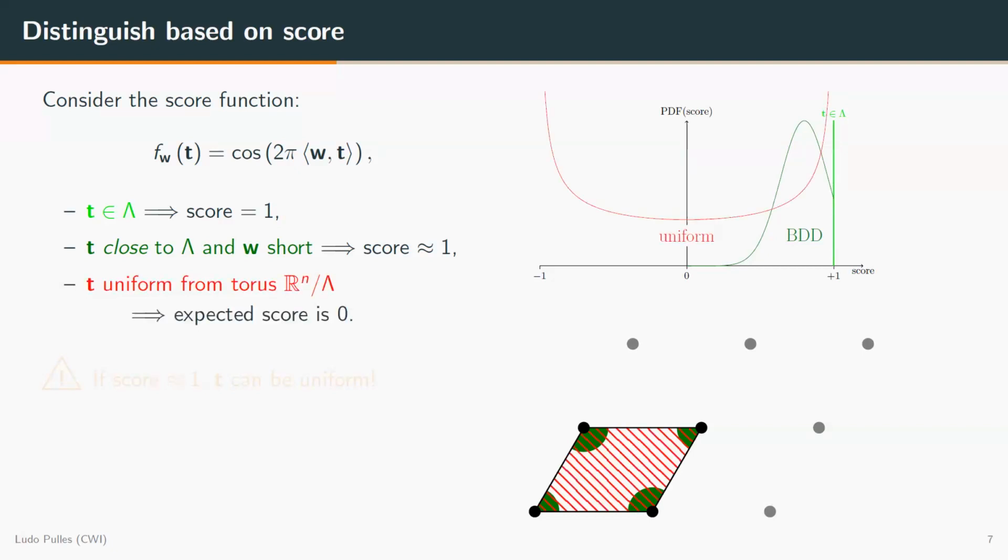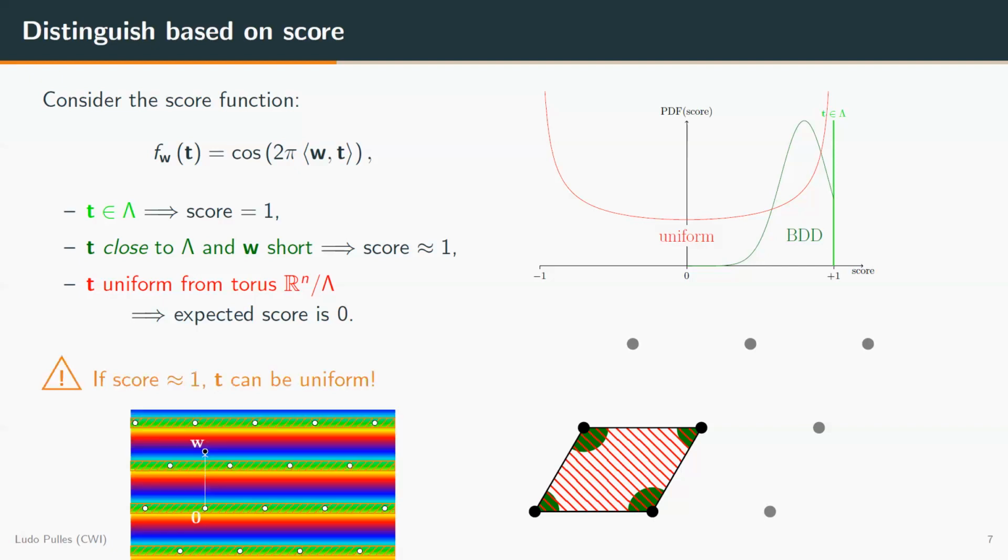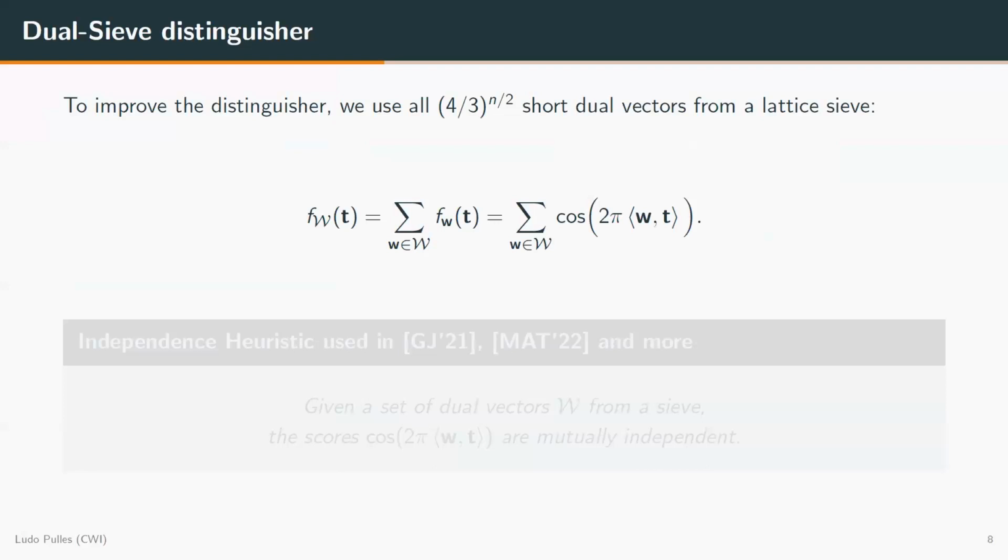And when you have a target that is just uniform from the torus, so space modulo the lattice, on average it's going to be 0. However, there's still somewhat of an overlap between these two distributions. So we want to improve this distinguisher to separate the two distributions. That's where people use the lattice sieve.